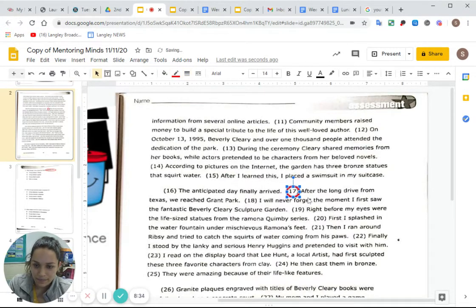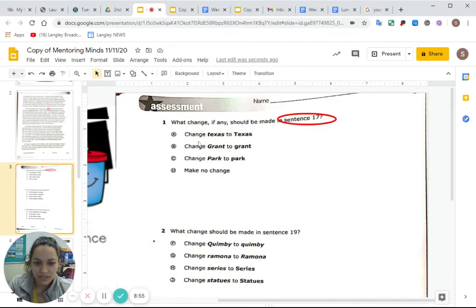All right, now we need to reread that sentence. After the long drive from Texas, we reached Grant Park. Okay, there's not really anything that sounds off to me, but I did notice something with my eyes. Again, remember I said this is like a scavenger hunt. You want to be looking and also listening. Okay, so let's see what changes they tell us to make. Change Texas with a lowercase t to Texas with a capital T.